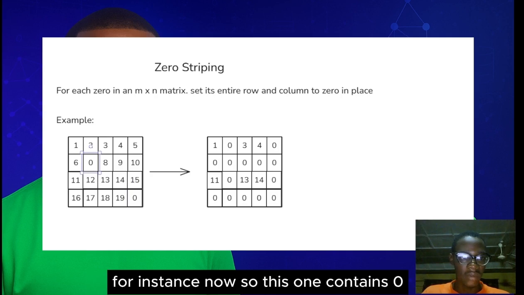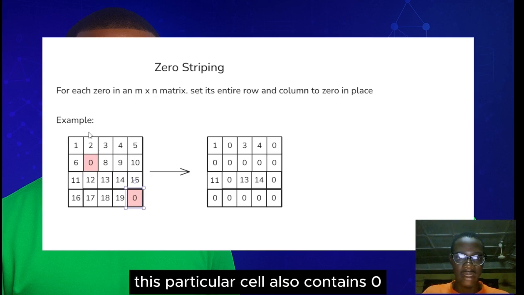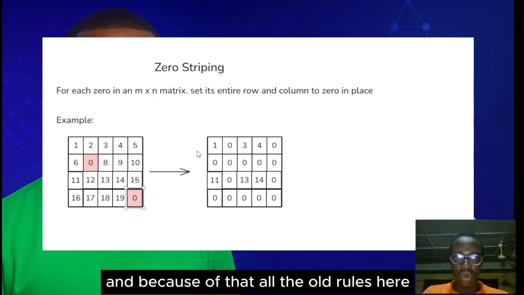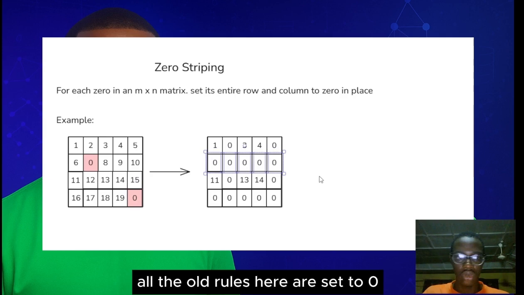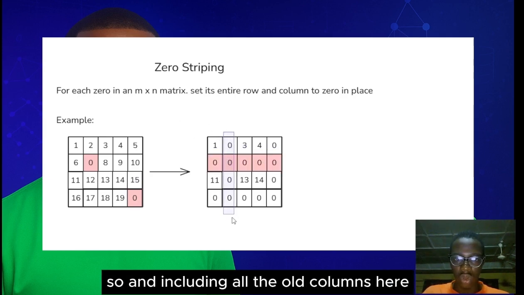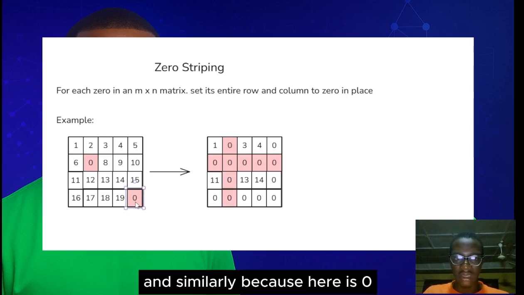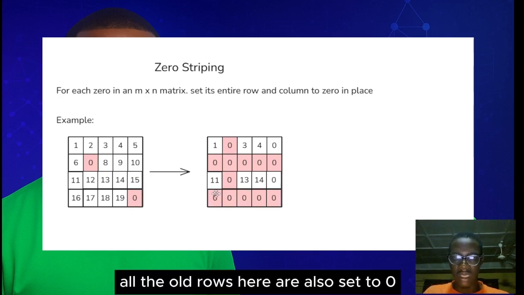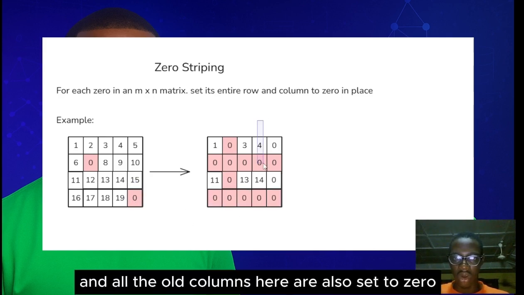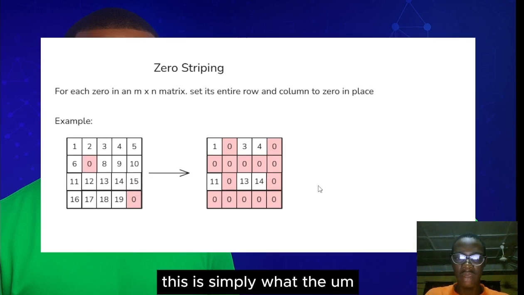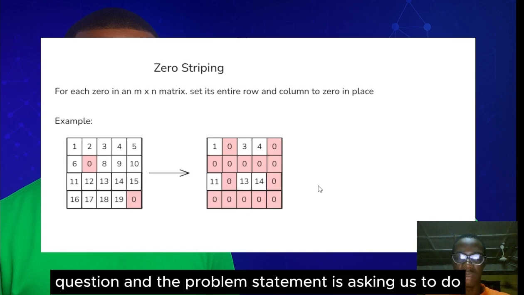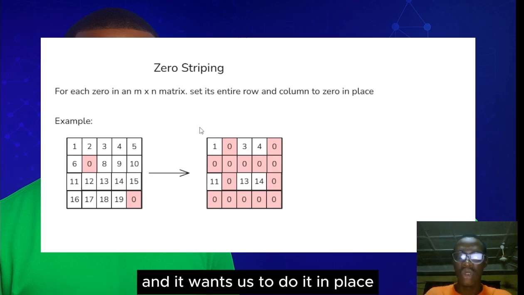Look at this for instance. This one contains 0, this particular cell also contains 0, and because of that, all the rows here are set to 0, including all the columns here. Similarly, because here is 0, all the rows here are also set to 0, and all the columns here are also set to 0. This is simply what the problem statement is asking us to do, and it wants us to do it in place.